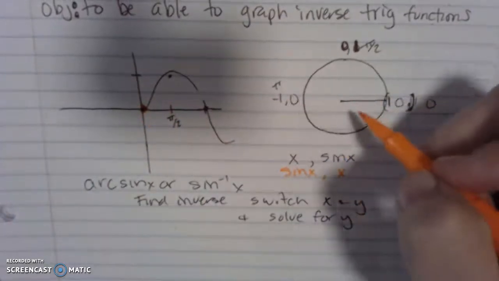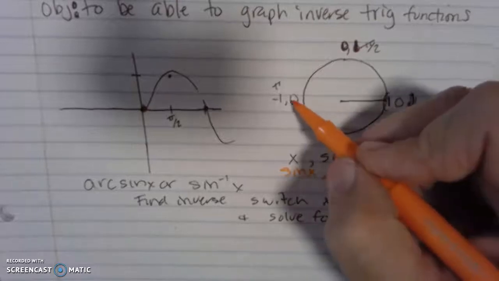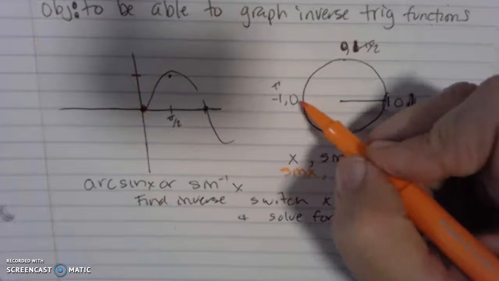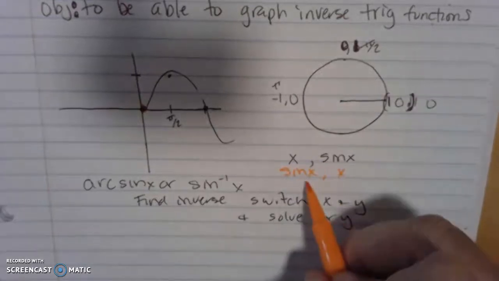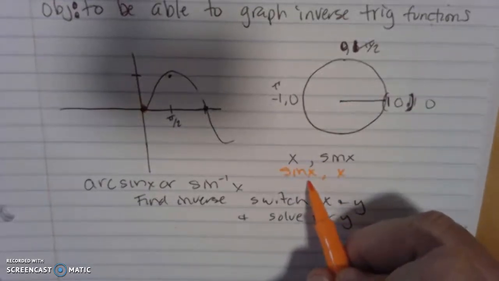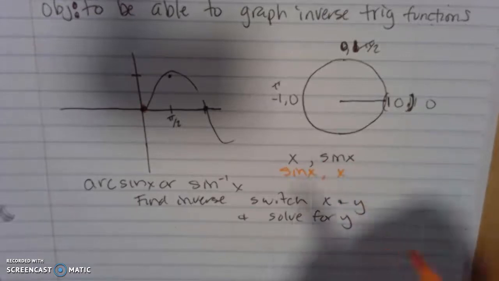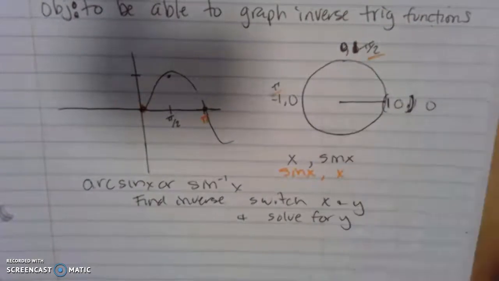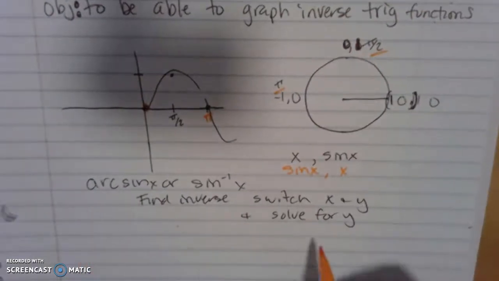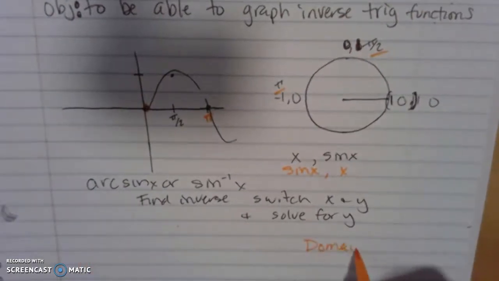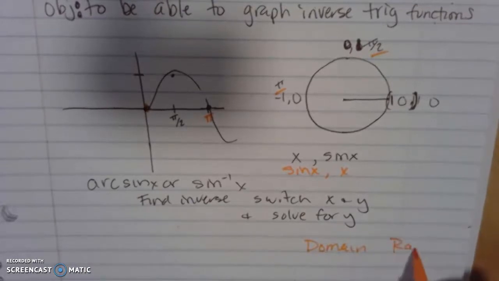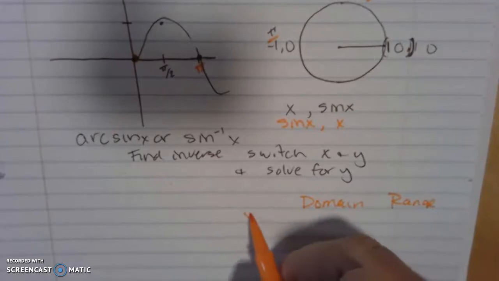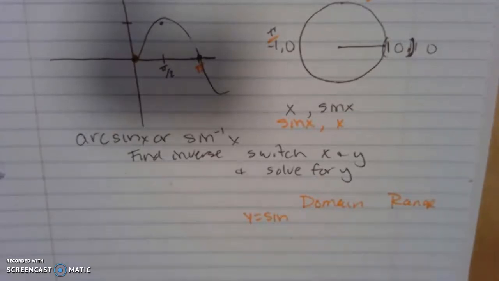But at pi, I would put (0, 1). Well, let's go this way. I'm going to look at this from the point of domain and range.